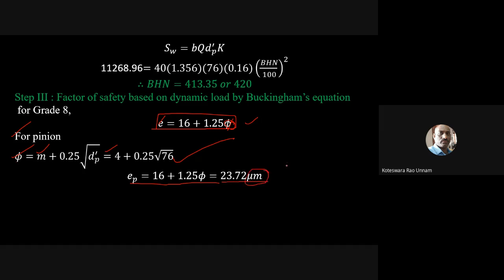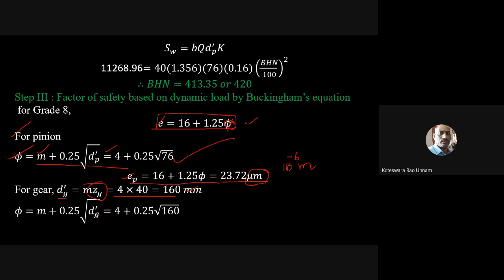You remember here, microns means 10 power minus 6 meters. You need to remember that. Then similarly, you have to calculate the error in the gear also. For that you require the pitch circle diameter of the gear, which is module into number of teeth on the gear, 4 into 40, which comes out as 160. Then again, you use this formula to calculate phi. If you substitute 160 here, you will get the phi value, and substituting into the expression for e, you will get e as 24.95 microns.